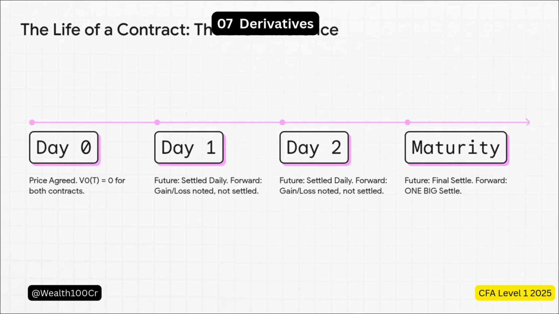If you remember only one thing from our discussion today, it should be this slide. This is the big, big difference. You see Mr. Forward? He just makes a note of the promise, and everything is settled in one go, right at the very end. But Mr. Future, he is different. His account is settled every single day. This daily settlement is the most important difference to remember.